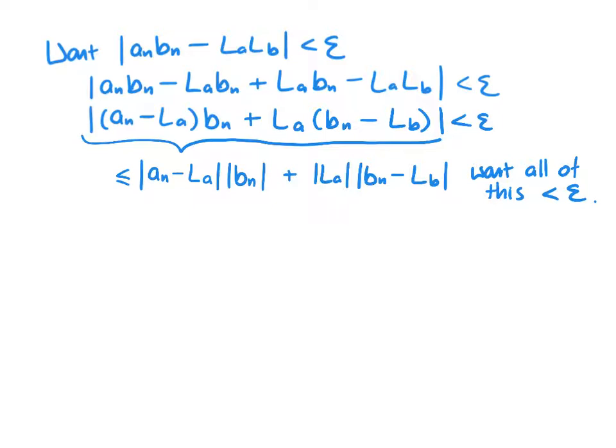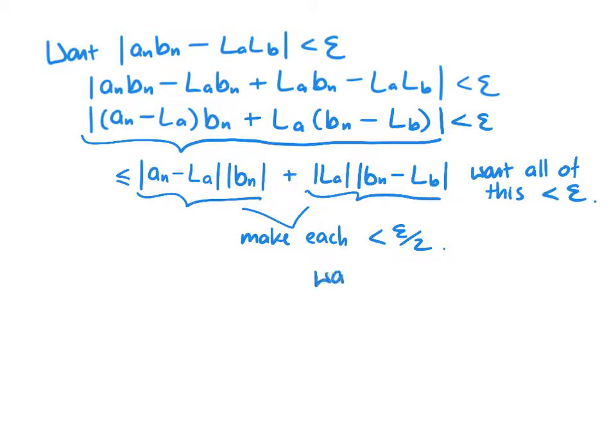Okay, so if I want all of this less than epsilon, I have this sum. How can I do that? Let's make each term less than epsilon over 2. Okay, that's the strategy. That's what we're looking for. So on the one hand, maybe I'll talk about the quicker thing on the right here, the term on the right.